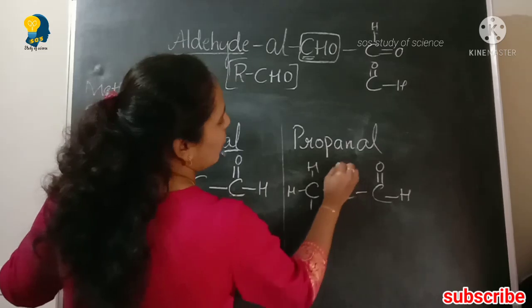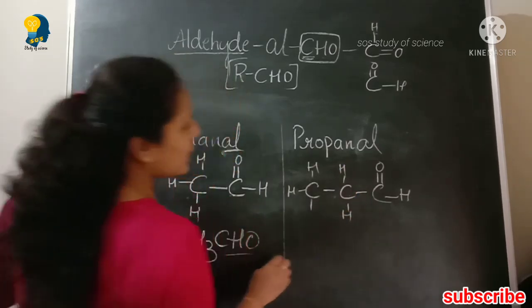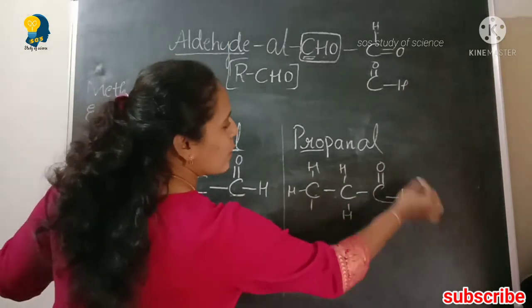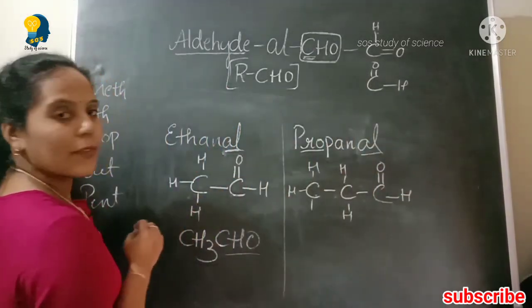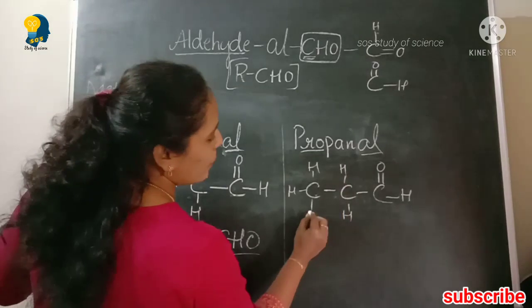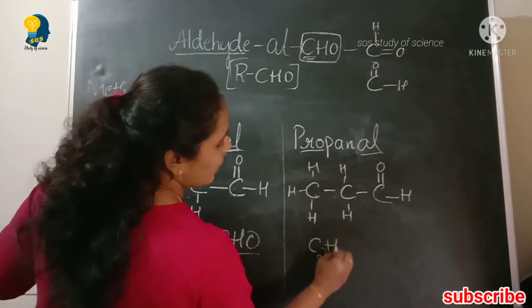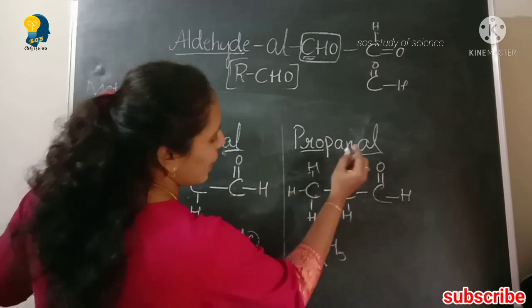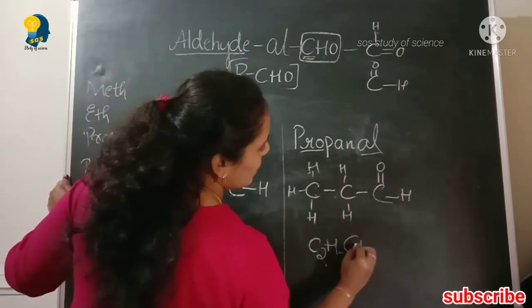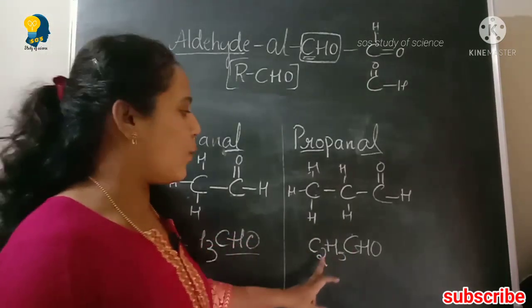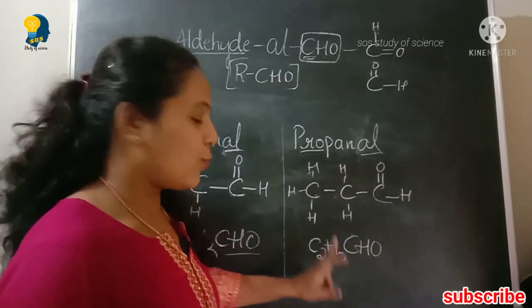I'll tell you how this has been satisfied. See, prop: 1, 2, 3 carbons, and the third carbon is our functional group. AL is satisfied. Correct. So now the formula is C2H5, see, 1, 2, 3, 4, 5, H5, and the functional group is CHO. Sometimes, guys, they add this carbon here only, and they add the hydrogen here only.